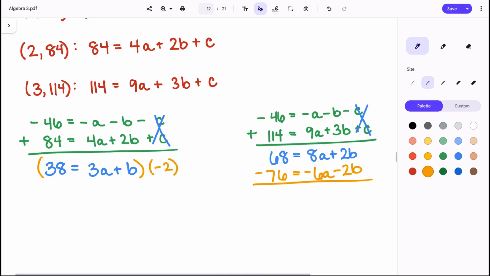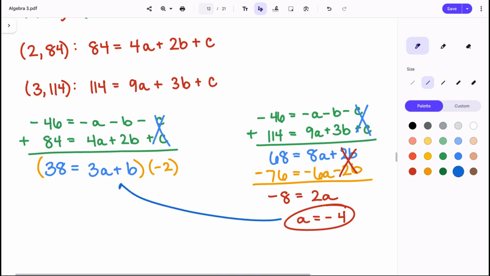If I add these together, what am I left with? Negative 8, 2a, and that's it. So a is -4. Okay. Now we start going back. So if I take -4, I'm going to plug it in over here just because these numbers are a little bit smaller. So 38 equals 3 times -4 plus b. What happens there? It'd be negative 12, but then we'd add it over, right? So 50.